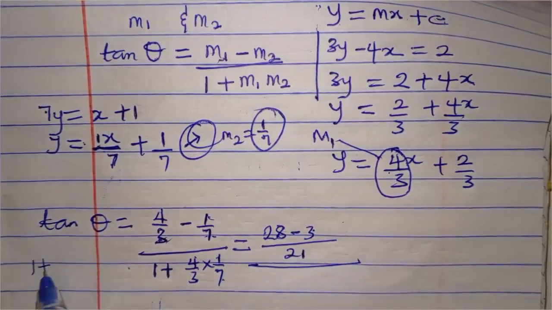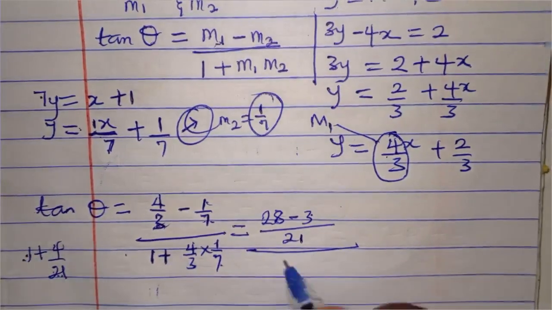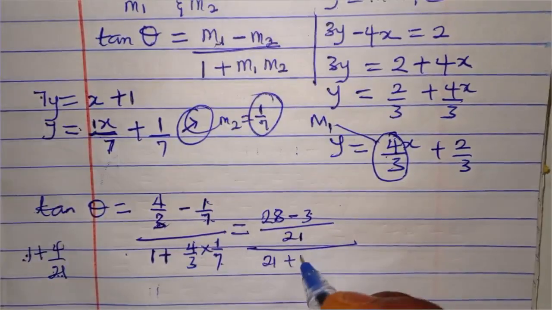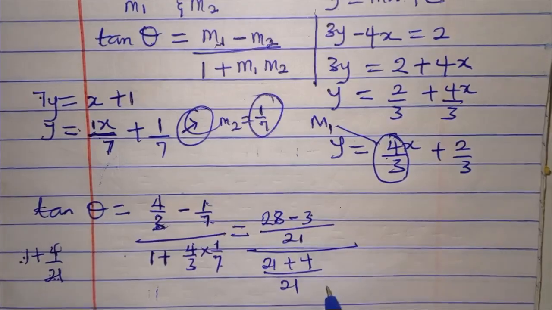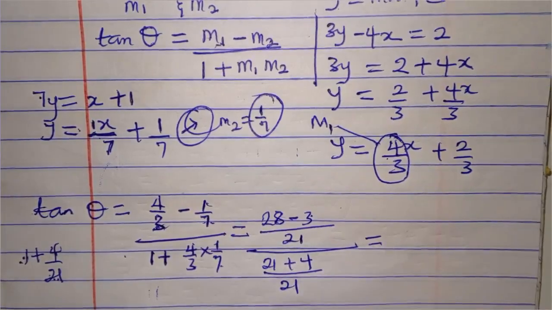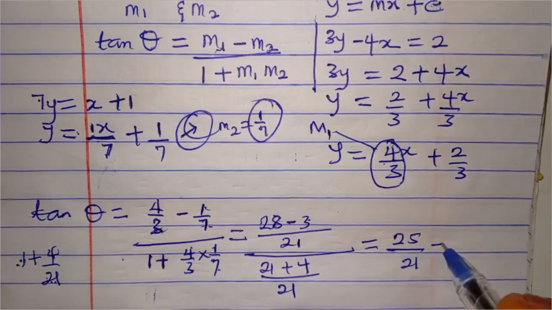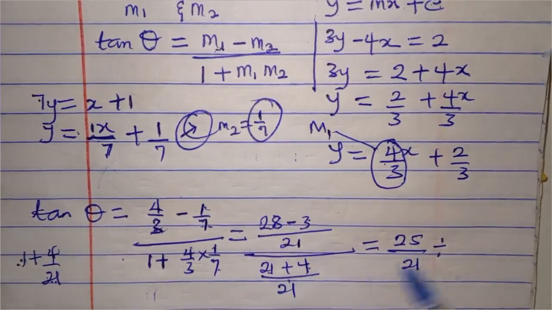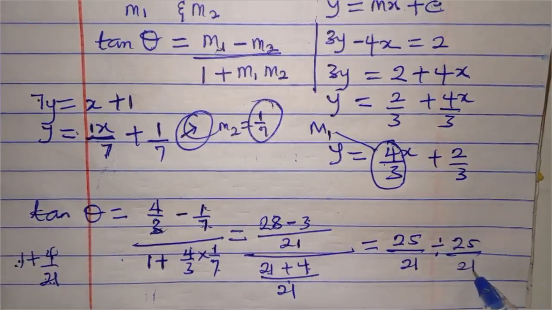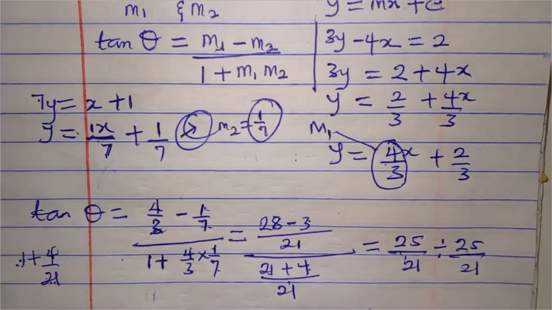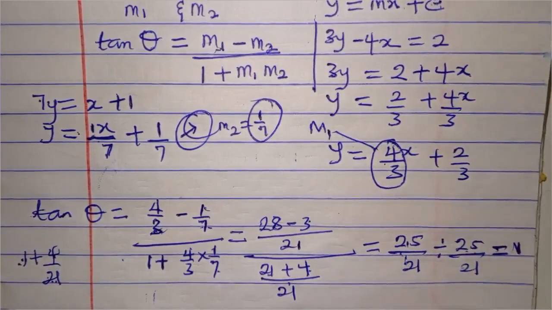So that one is actually 1 plus 4 over 21. 21 times 1 is 21 plus 4 all over 21. So 28 minus 3 is 25. So we have 25 over 21 divided by 21 plus 4, which is still 25. 25 all over 21. Wow. The two of them are the same, so the answer is going to be 1. This divided by this is 1.